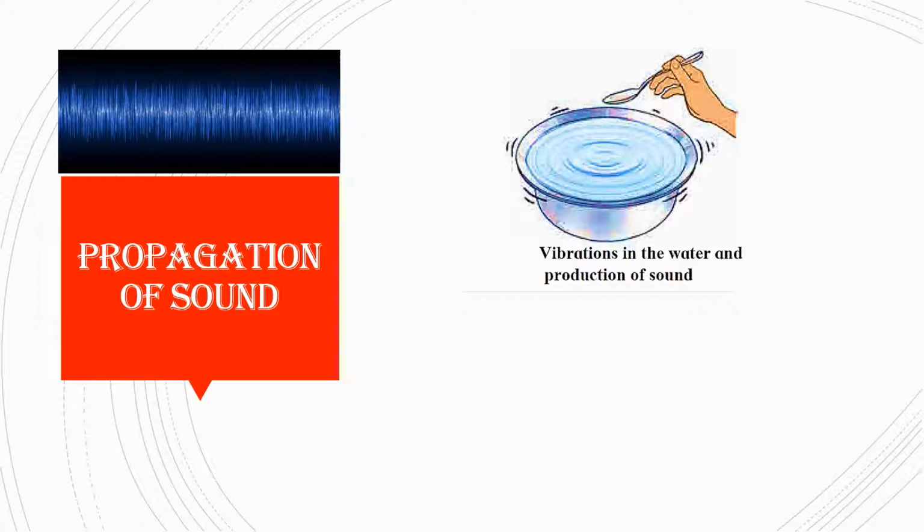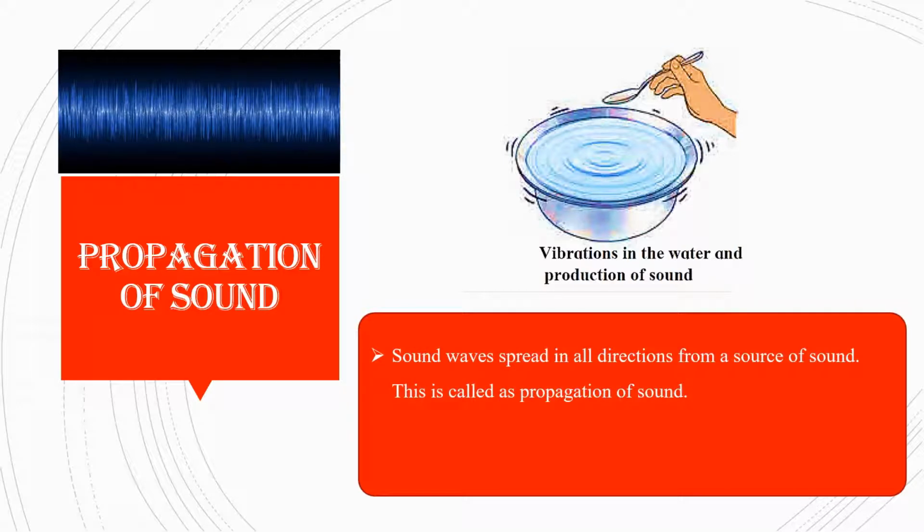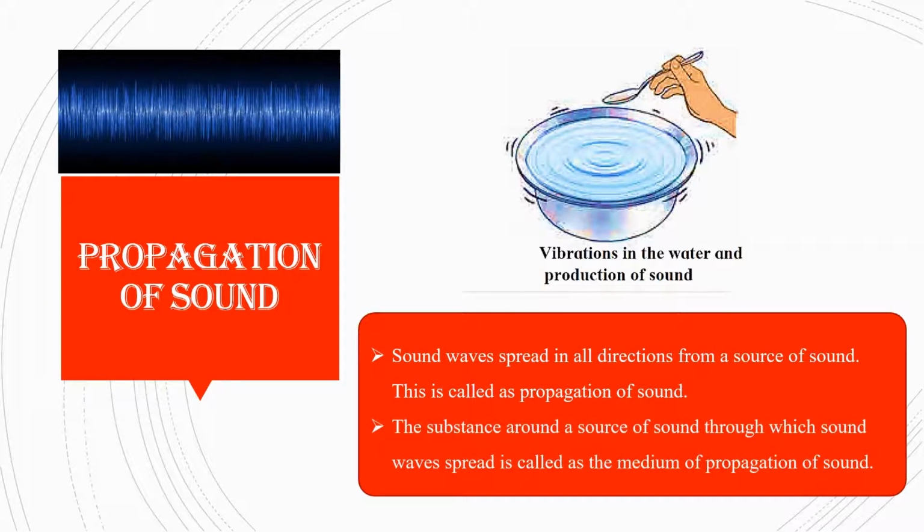So we can say that sound waves spread in all directions from a source of sound, and this is called propagation of sound. And the substance around a source of sound through which sound waves spread is called the medium of propagation of sound.